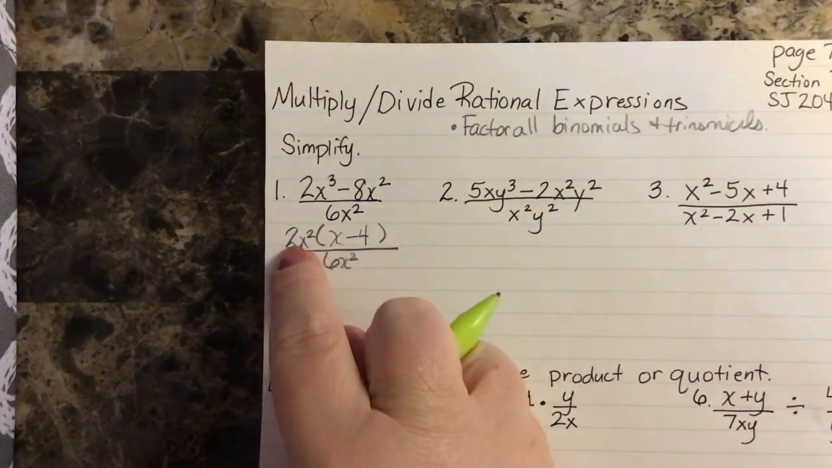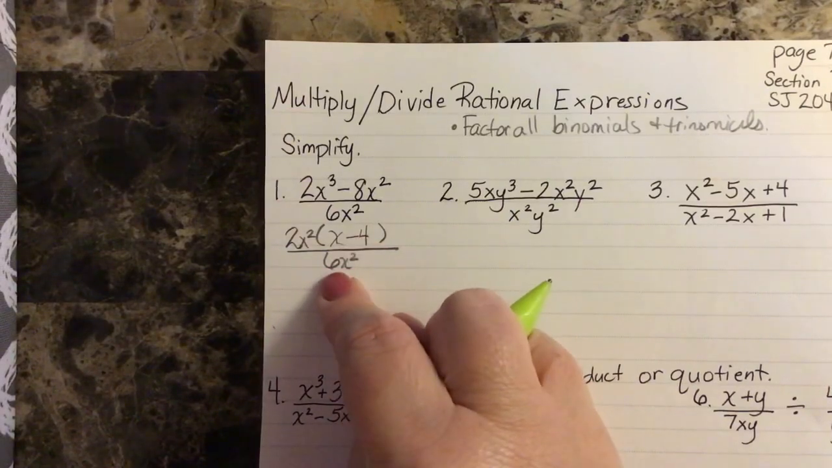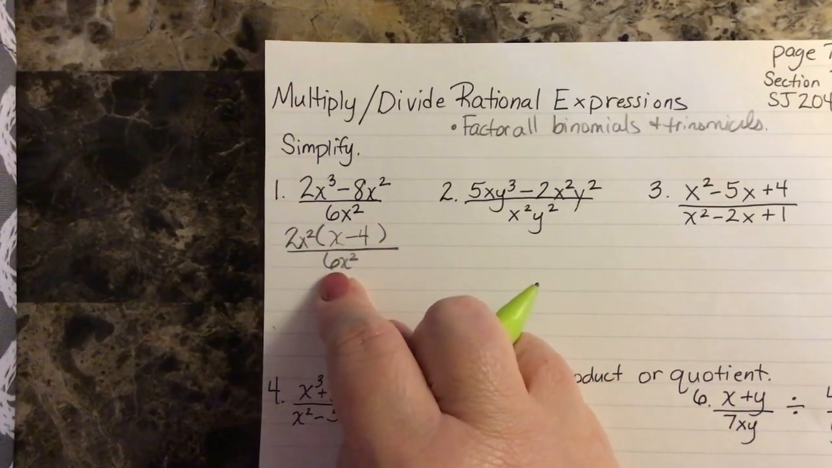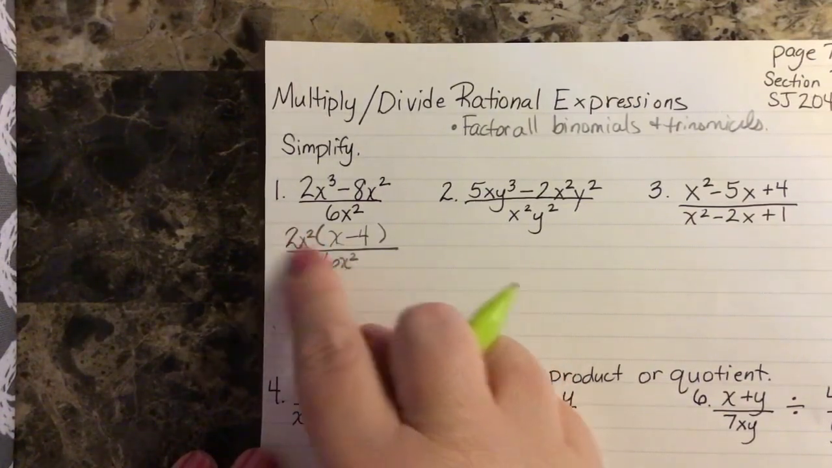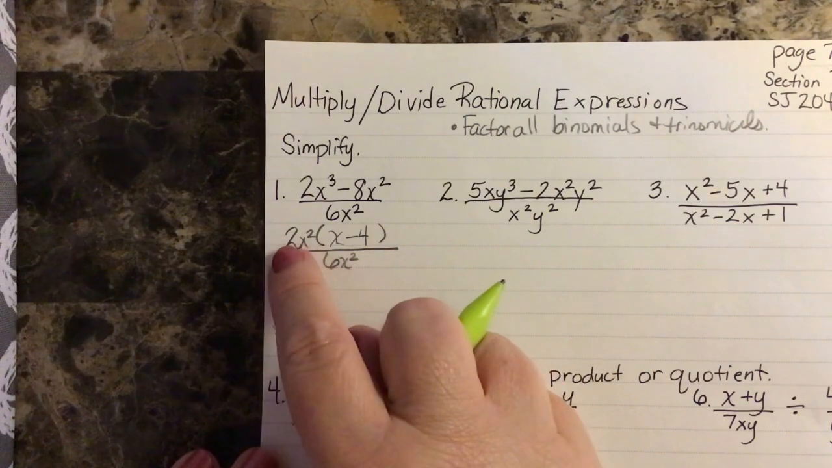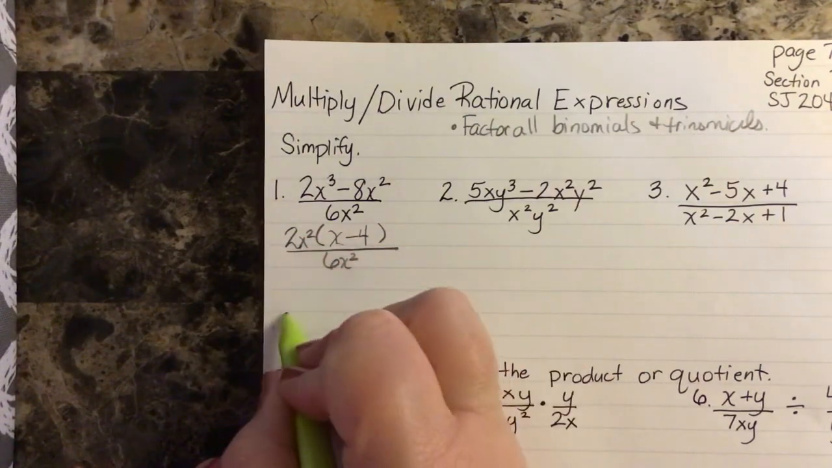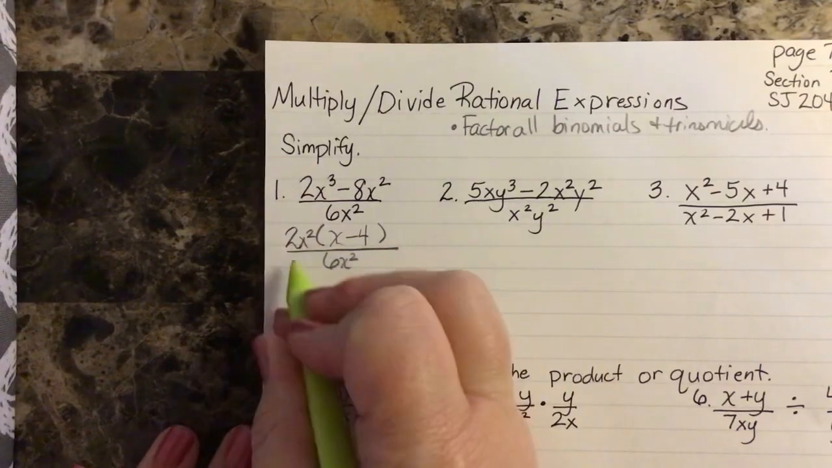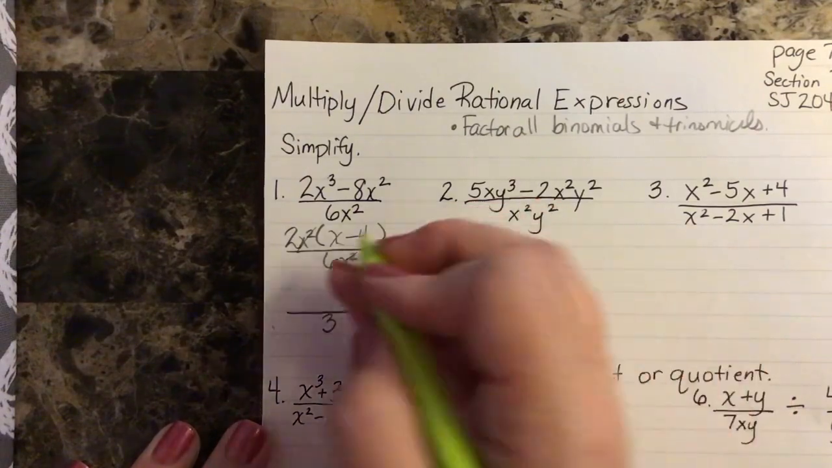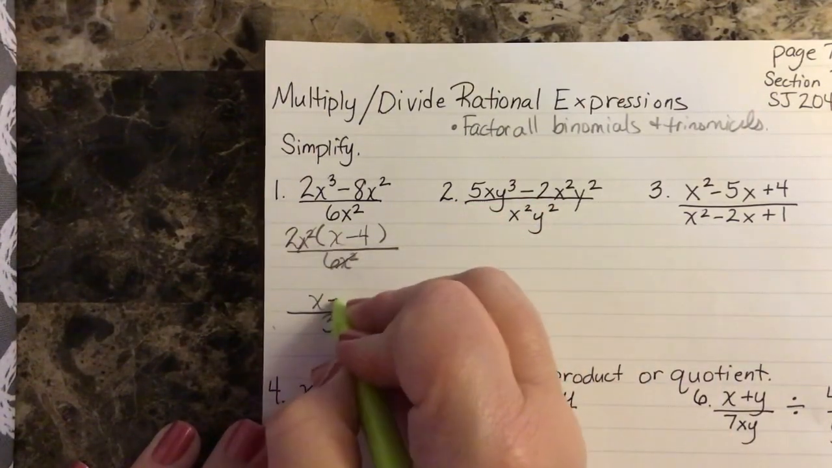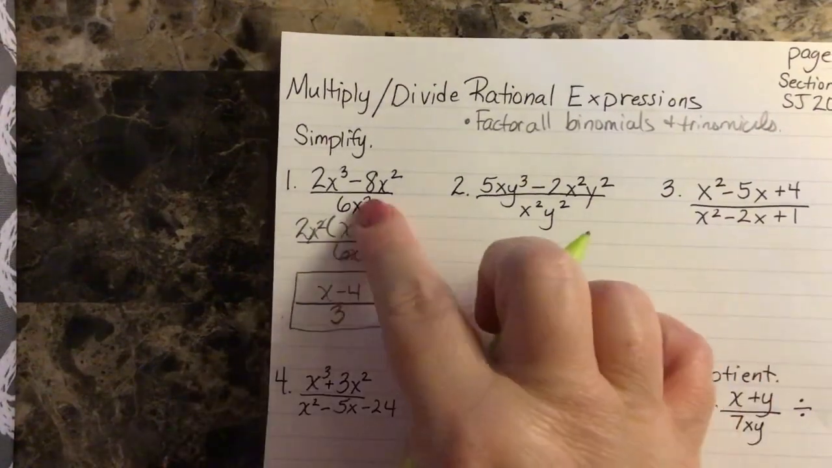Then I've got monomial, binomial, monomial. I can only reduce things that belong in the same category. So the only thing I could reduce would be these two monomials, 2x squared and 6x squared. Can I reduce those? Yes. 2/6 reduces to 1/3, which I don't need the 1. X squared and x squared would cancel out. And then the only thing left is x minus 4. So I just reduced or simplified this fraction.